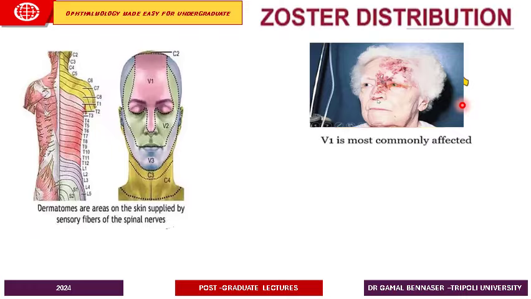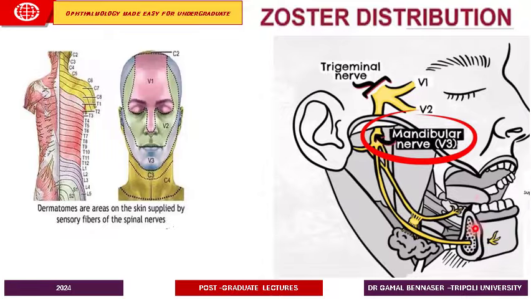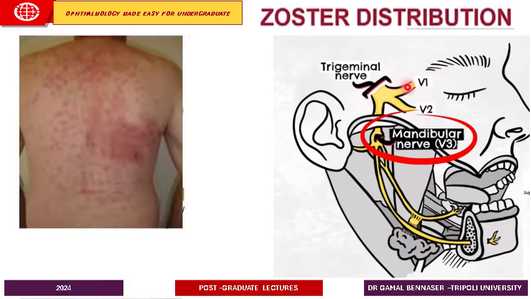As I said, the most common is the ophthalmic division, and among the ophthalmic division branches, the most common is the frontal branch. The ophthalmic division has the frontal branch, the lacrimal branch, and the nasociliary branch, as you can see here. So these are the three divisions of the trigeminal nerve: the ophthalmic division, the maxillary division, and the mandibular division. And V1, the ophthalmic division, is the most common site.